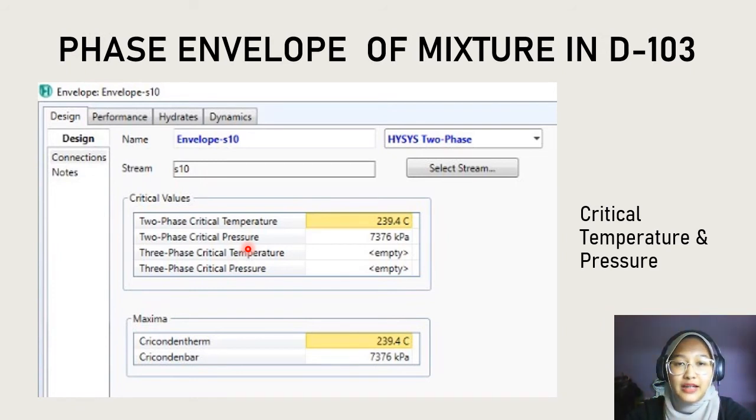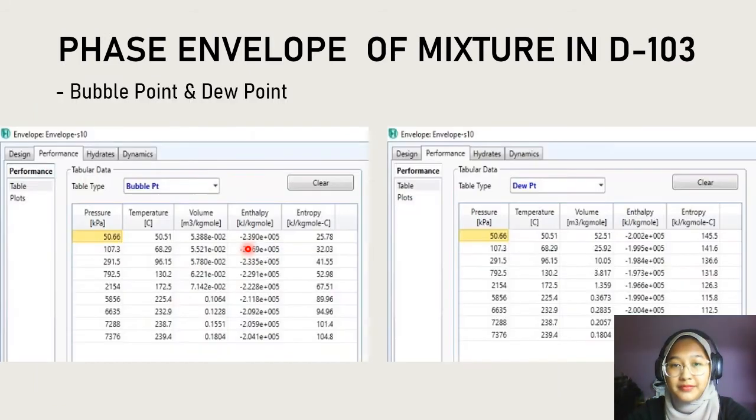From HYSYS, we can know the critical temperature of the mixture, which is 239.4 degrees Celsius. Then we can know the critical pressure, which is 7,376 kilopascal. And from the data of bubble point and dew point, we can see that both pressure and temperature from bubble point and dew point are identical, which is here.